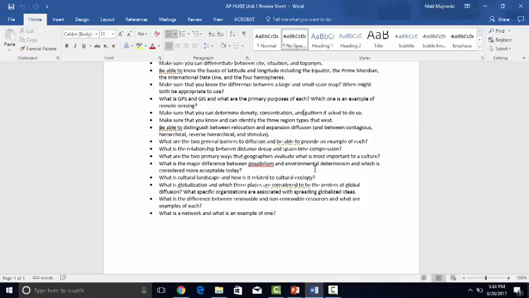What three places are considered to be the centers of global diffusion? Well, the United States is one of those three centers. Europe is another center, and Japan is another center.